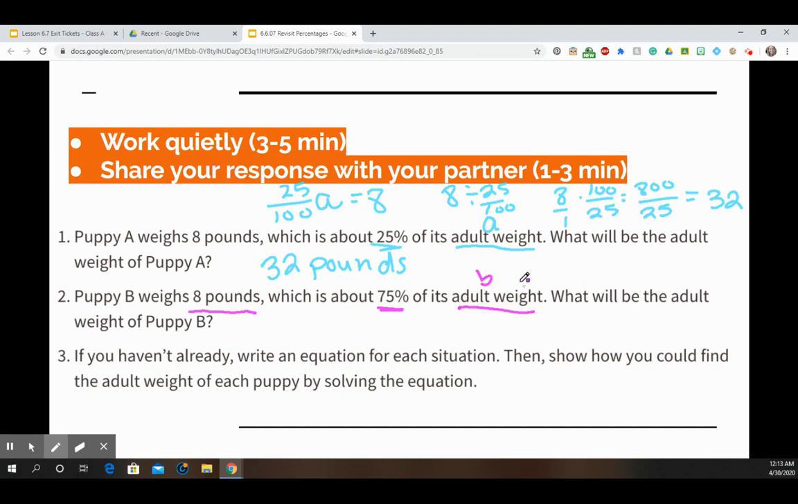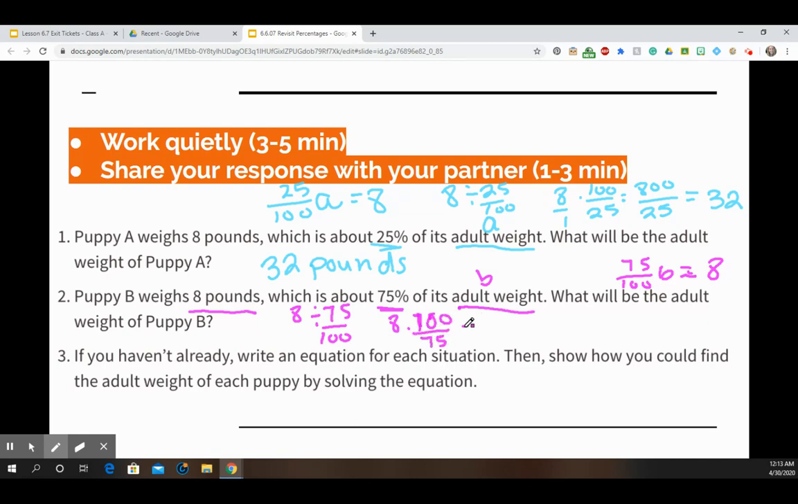Okay, so his adult weight, his equation B: 75 out of 100 times the part we don't know, the adult weight, is equal to 8 pounds. So just like before, I'm going to take that total, divide by 75 over 100. Now I'm going to keep, change, flip, times 100 over 75.